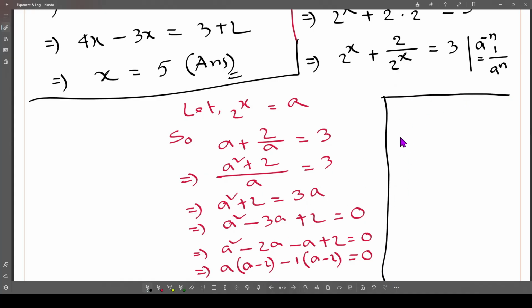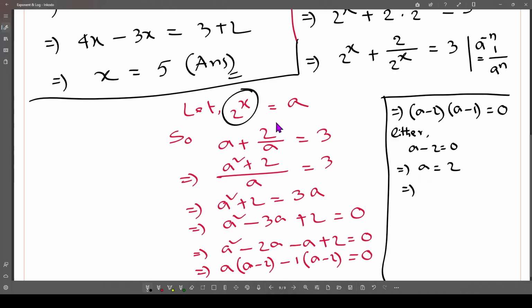Now we can write a minus 2 times a minus 1 equals 0. So either a minus 2 equals 0, which means a equals 2, and a means what? 2 to the power x. 2 to the power x equals 2, so the bases are the same, so the powers will be equal, x equals 1.